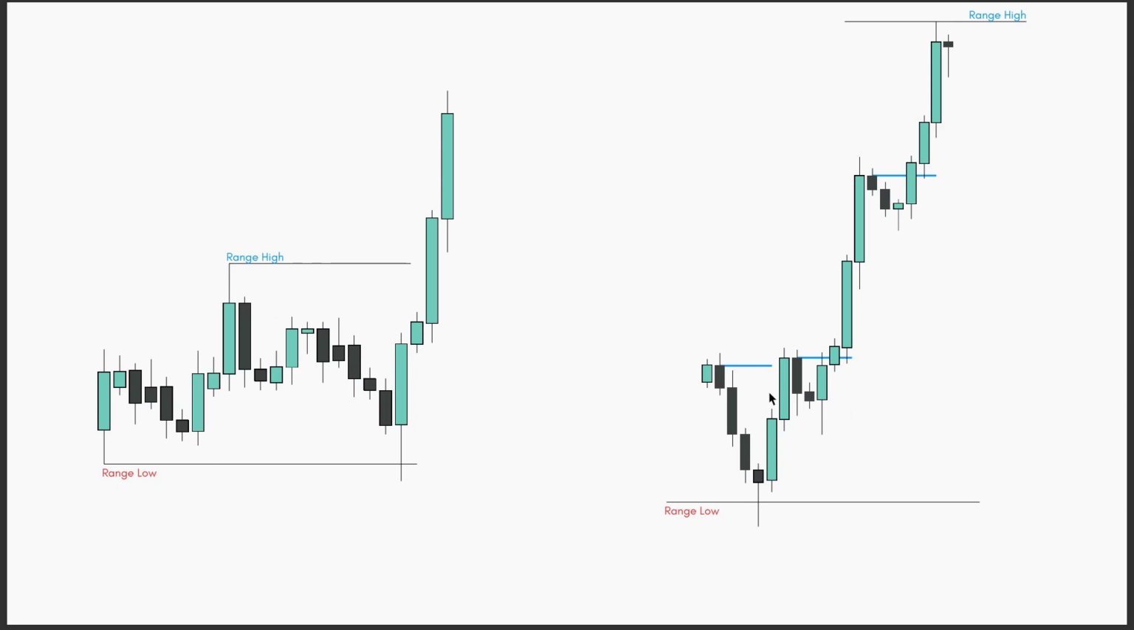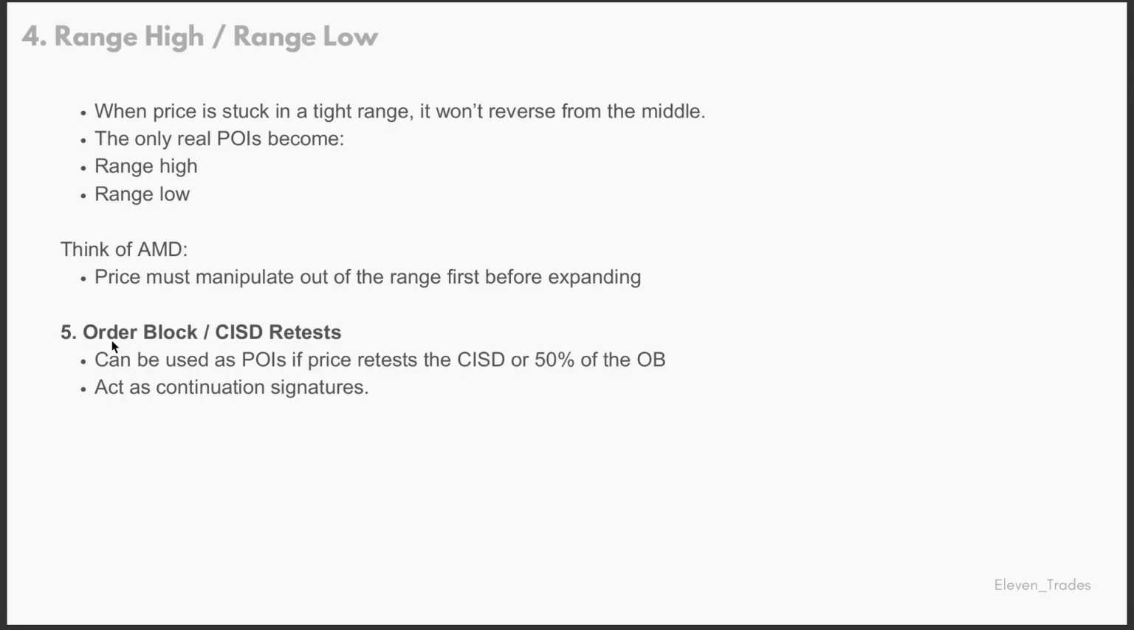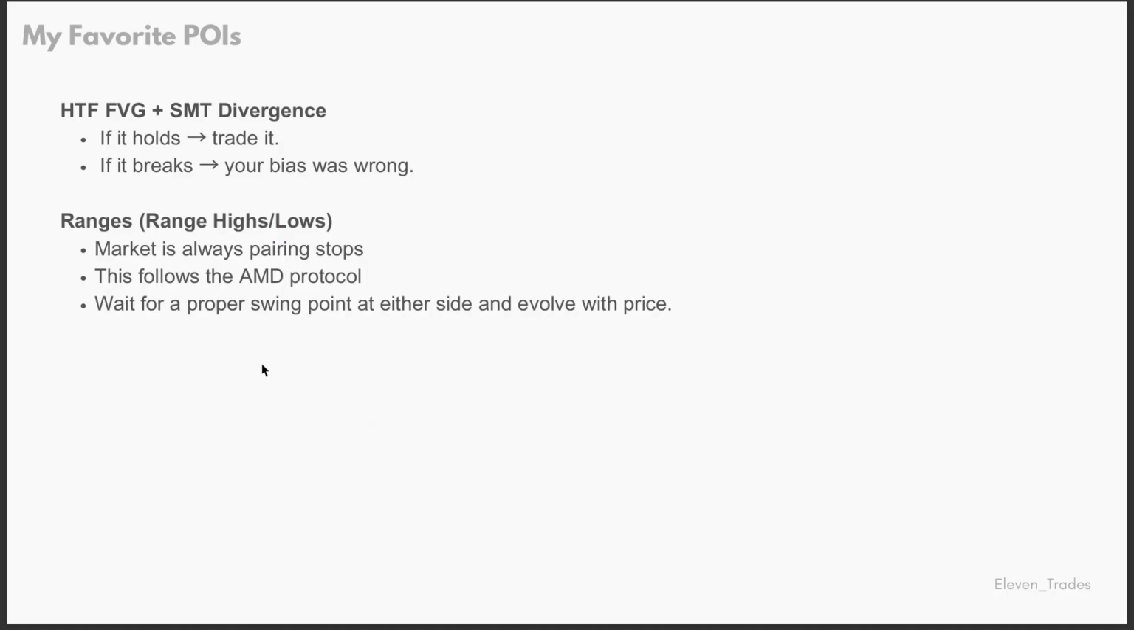And on the lower time frame, the same pattern applies. You have to wait for the swing formation on the lower time frames, change in state of delivery, trading the current candle or the continuation candle. Fifth one becomes the order block or change in state of delivery retest. This is the same as the fair value gap: when your high time frame swing point forms within an order block, or a change in state of delivery is retested and a swing point is formed inside that. So that was the last one.